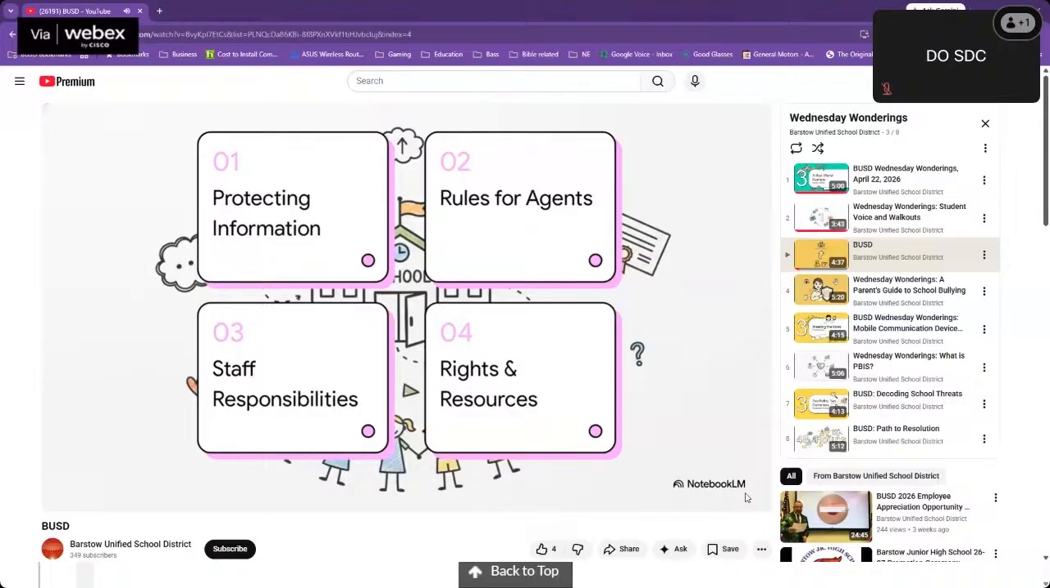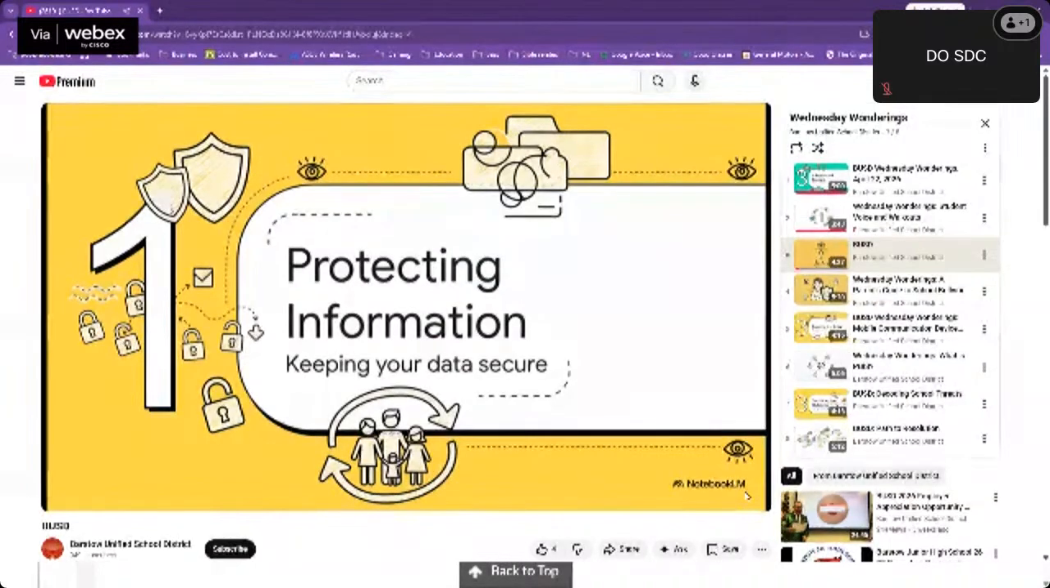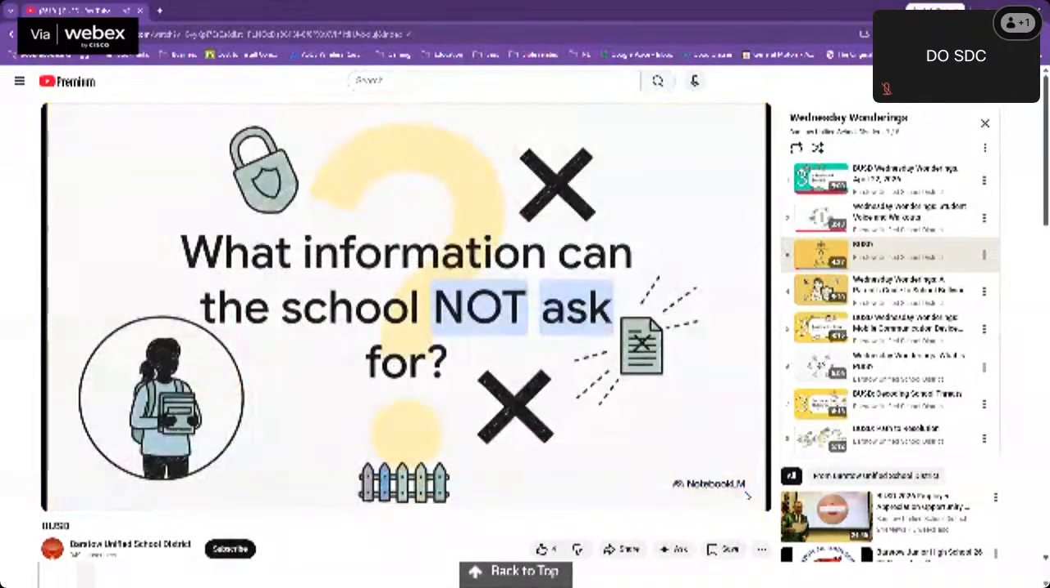All right, let's dive into one of the most important parts of this whole policy, your privacy. This is all about how the district keeps your personal information and your family's information safe and secure. So this is the big question, right? And the policy has a very, very clear answer. This really gets to the heart of how the district creates that safe environment, because it starts by limiting what kind of information they can even ask for in the first place.